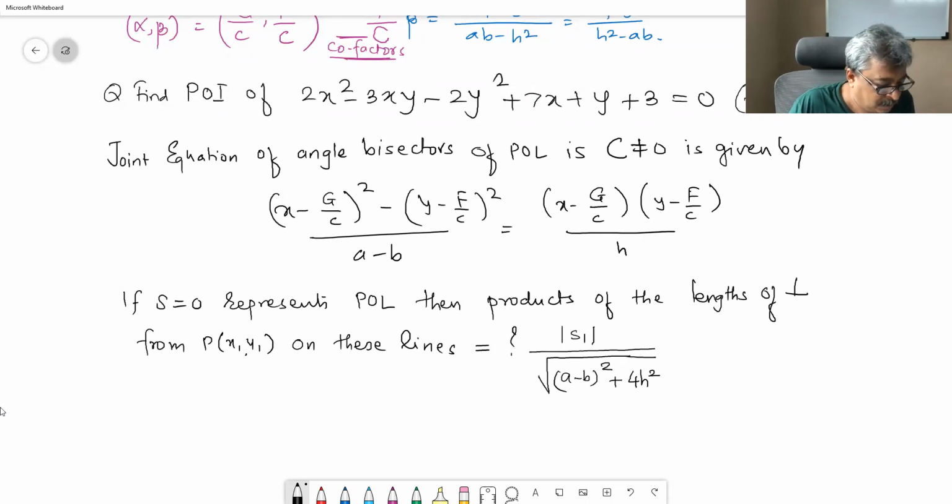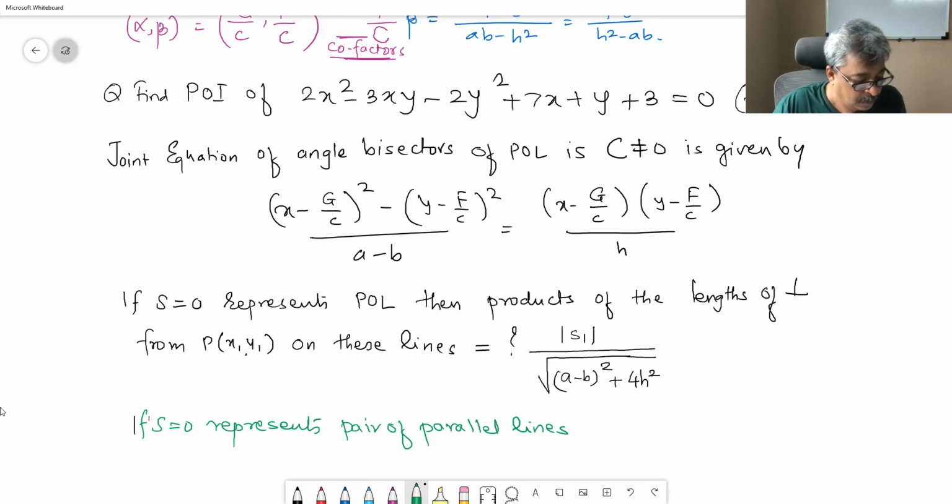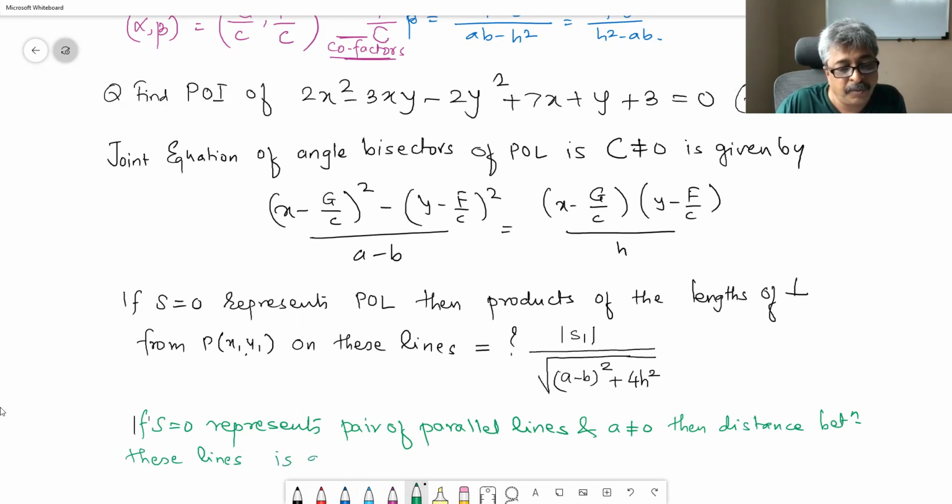Okay, next. If S is equal to 0 represents POL, a pair of parallel lines, and A is not equal to 0, then the distance between them is given by. So, find out.